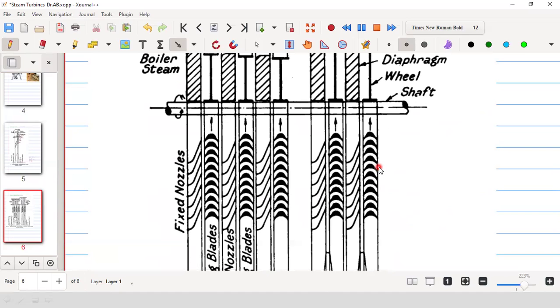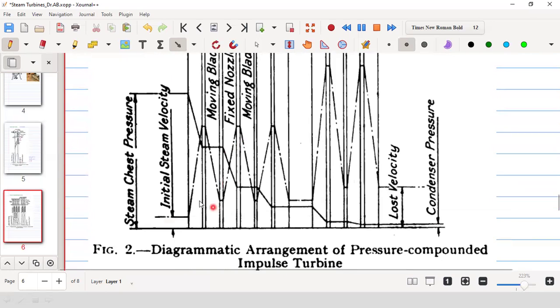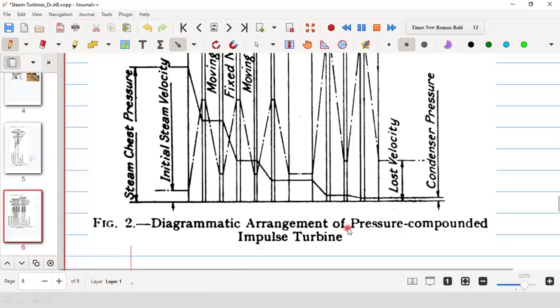Yes, sir. Okay. So that is why what we are doing is basically we are reducing the pressure in a number of stages, so that the velocity increase in the first stage will not be that high, so that it is not left unutilized and lost. So that chance is now reduced. So that is called basically the pressure compounded impulse turbine.